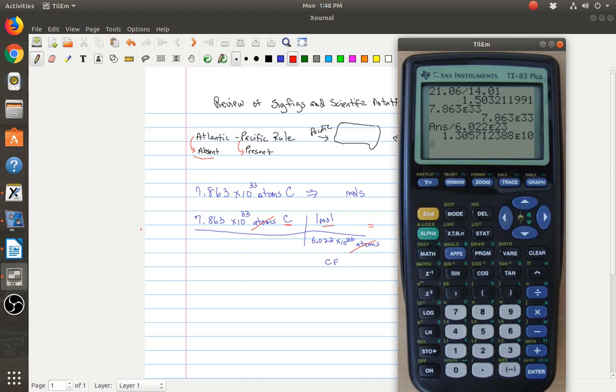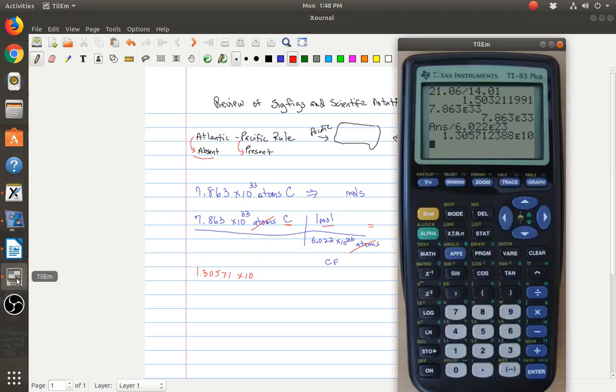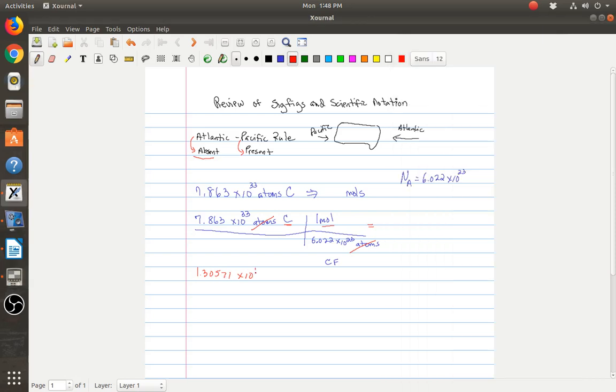1.30571. Okay, let me write that down. 1.30571 times 10, and I forgot what the exponent was, times 10 to the 10th. Okay, now I'm going to evaluate for significant figures. This one has 4 significant figures right there in the measured value. This is not measured, this is a definition. I need 4 significant figures, 1, 2, 3, 4.